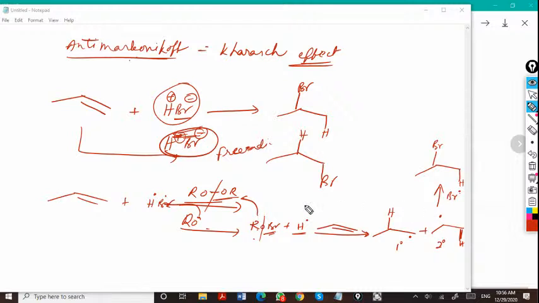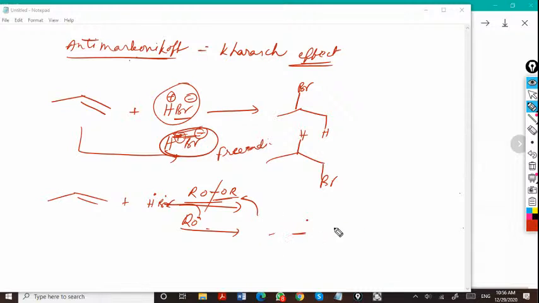Oh, sorry, I made some mistake. The thing is that when the RO radical attacks, it takes up the H place. So ROH is going to form, which is more stable, and the Br radical is going to form. This is going to attack.